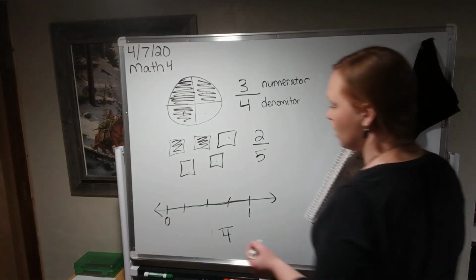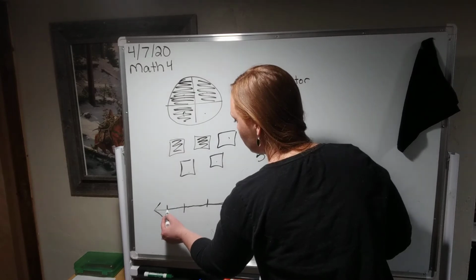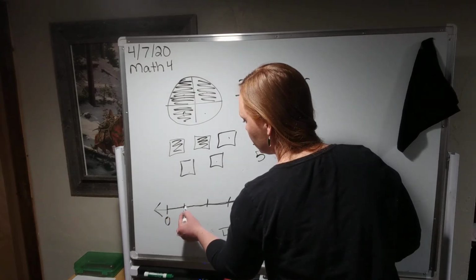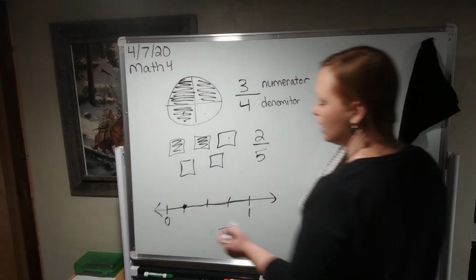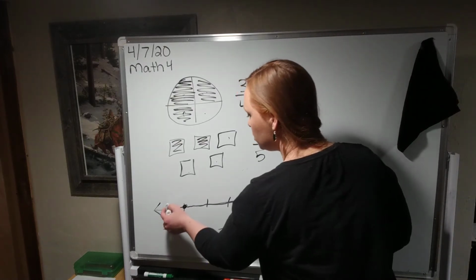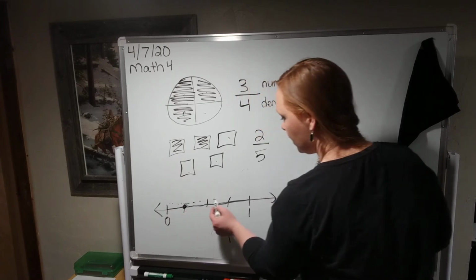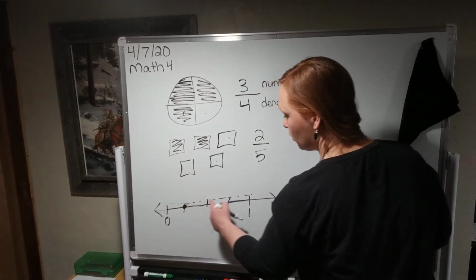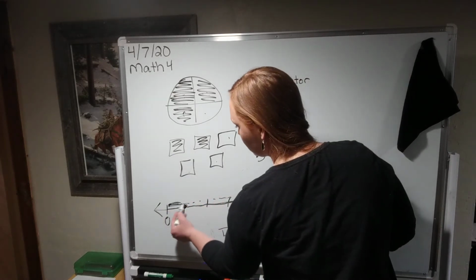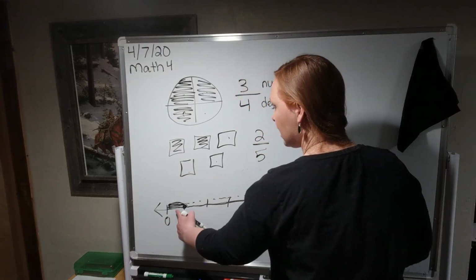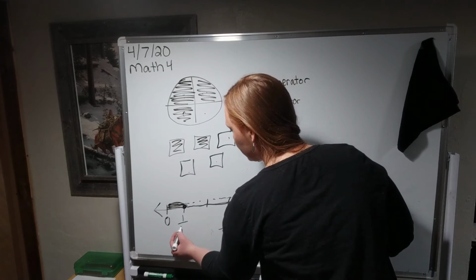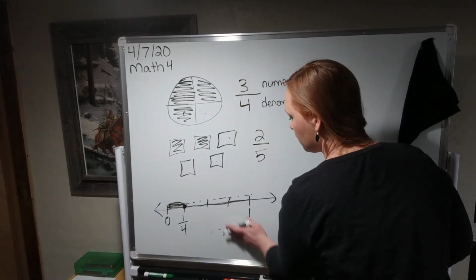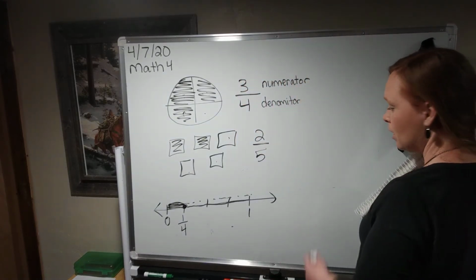Okay? Now, what if I were to say, tell me the fraction from here to here? I want to know what fraction this is. Okay? Well, if it helps you, I could make some boxes. Now I have 4 boxes, and what if I colored this box in? Well, I could see that I colored in 1 of 4 boxes. So this fraction is 1/4. Okay?